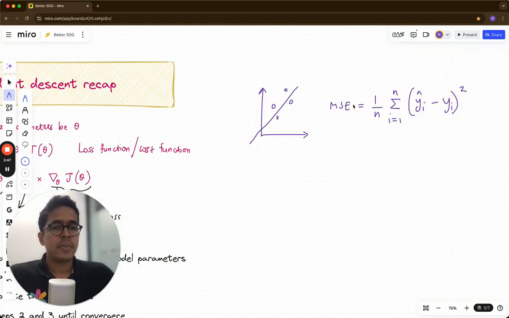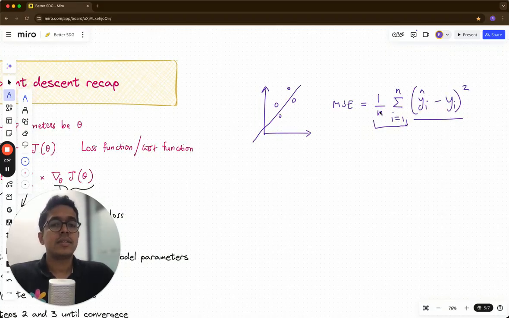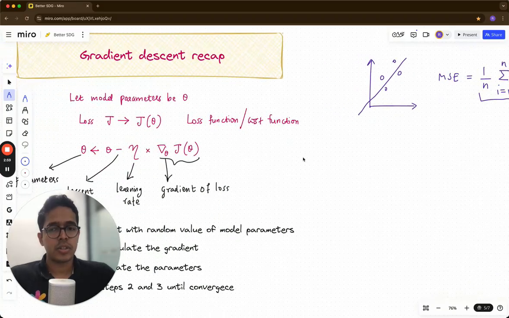This is called mean squared error because there is a square, and it is the square of the error, and there is a mean because you are doing a summation and dividing by n. So we saw that this is an example of a loss function or cost function.